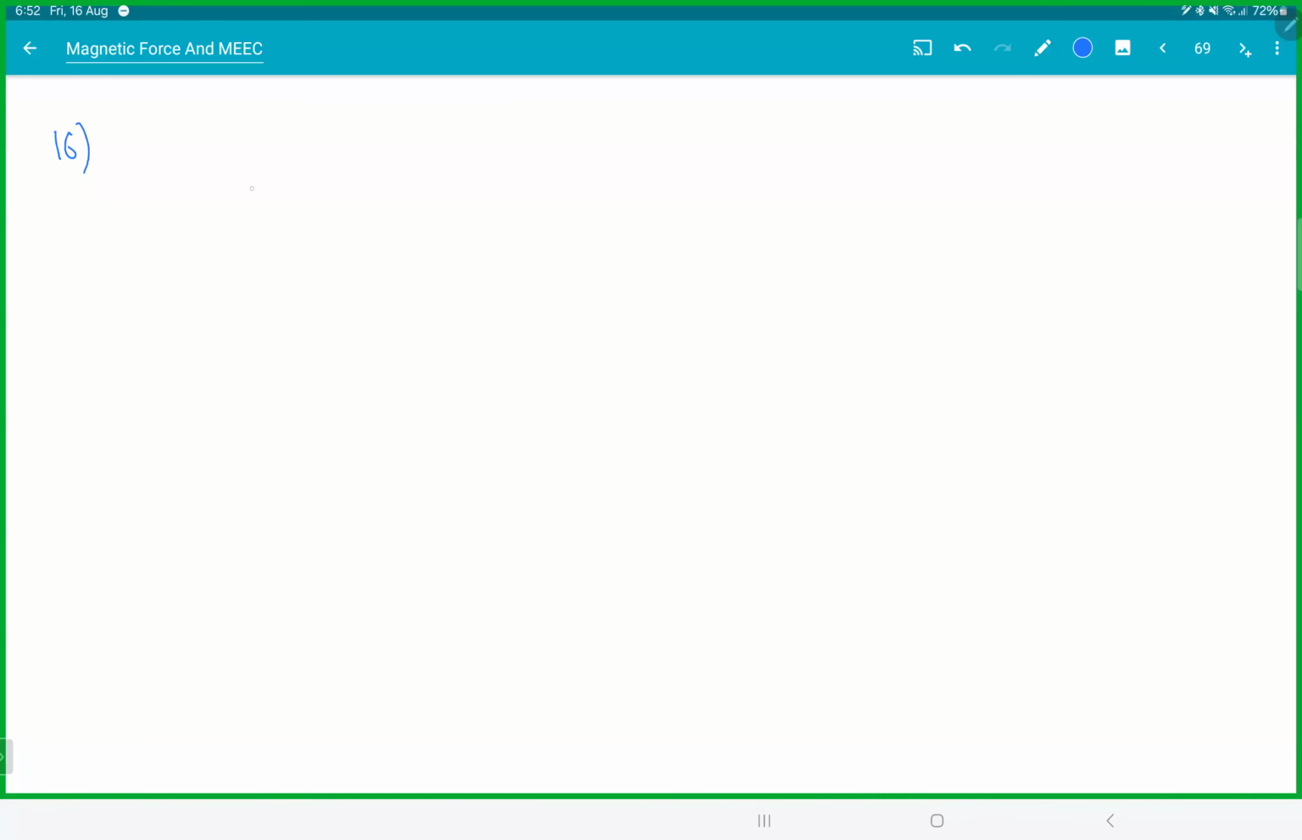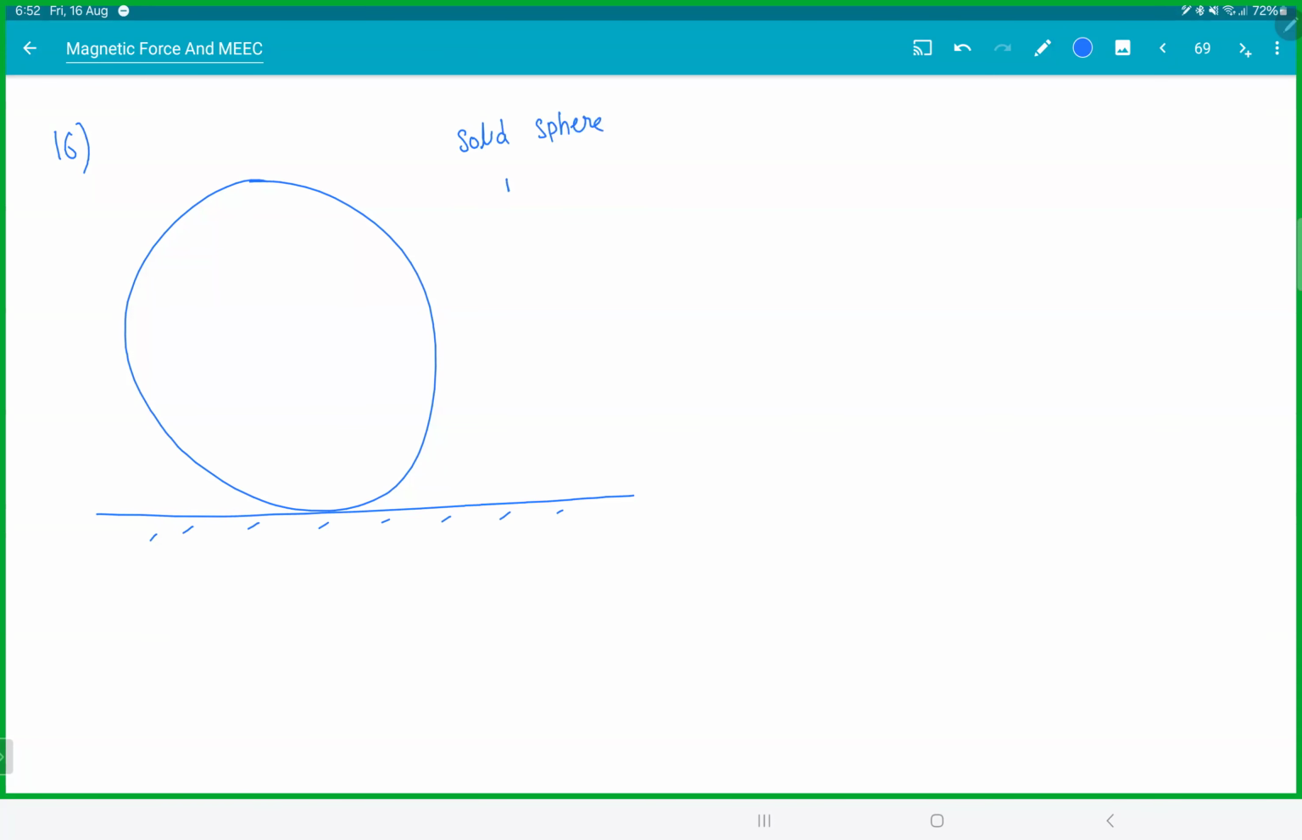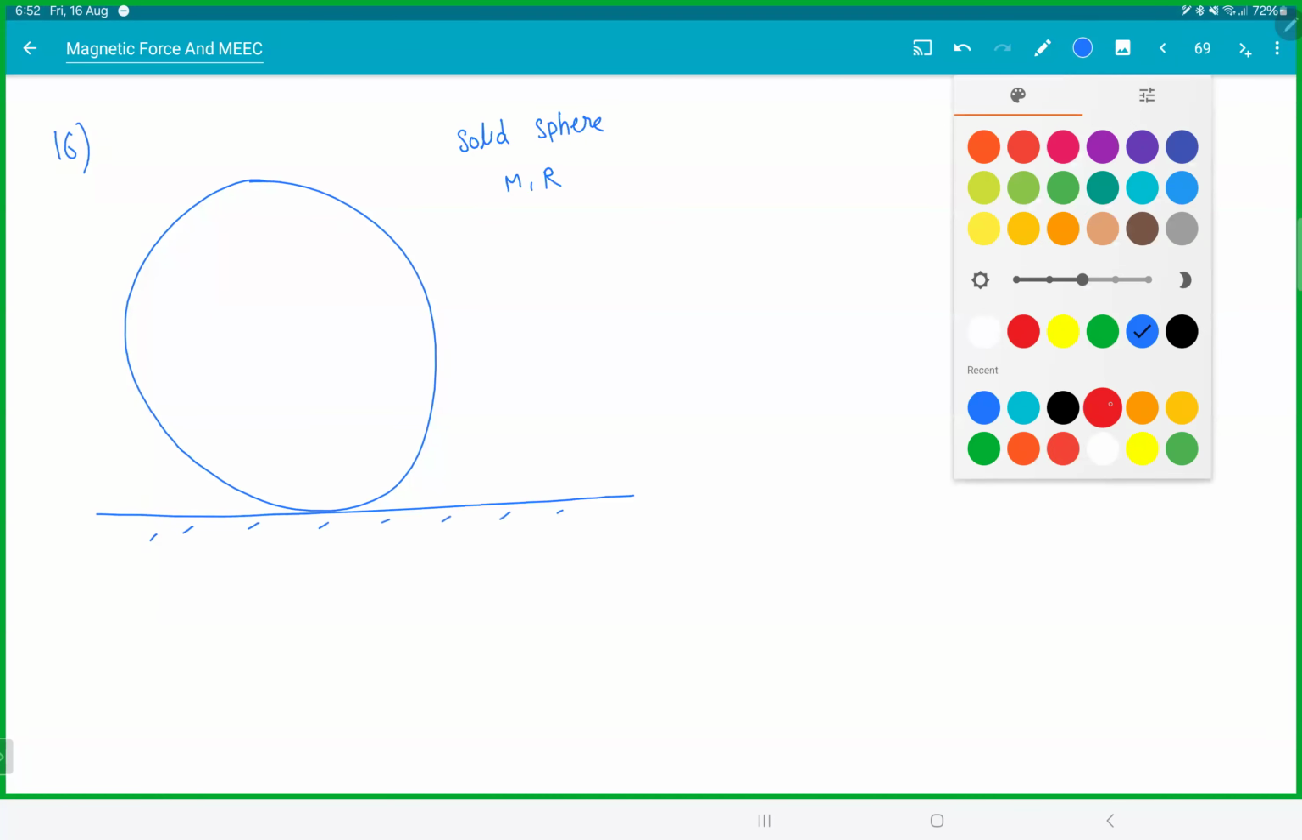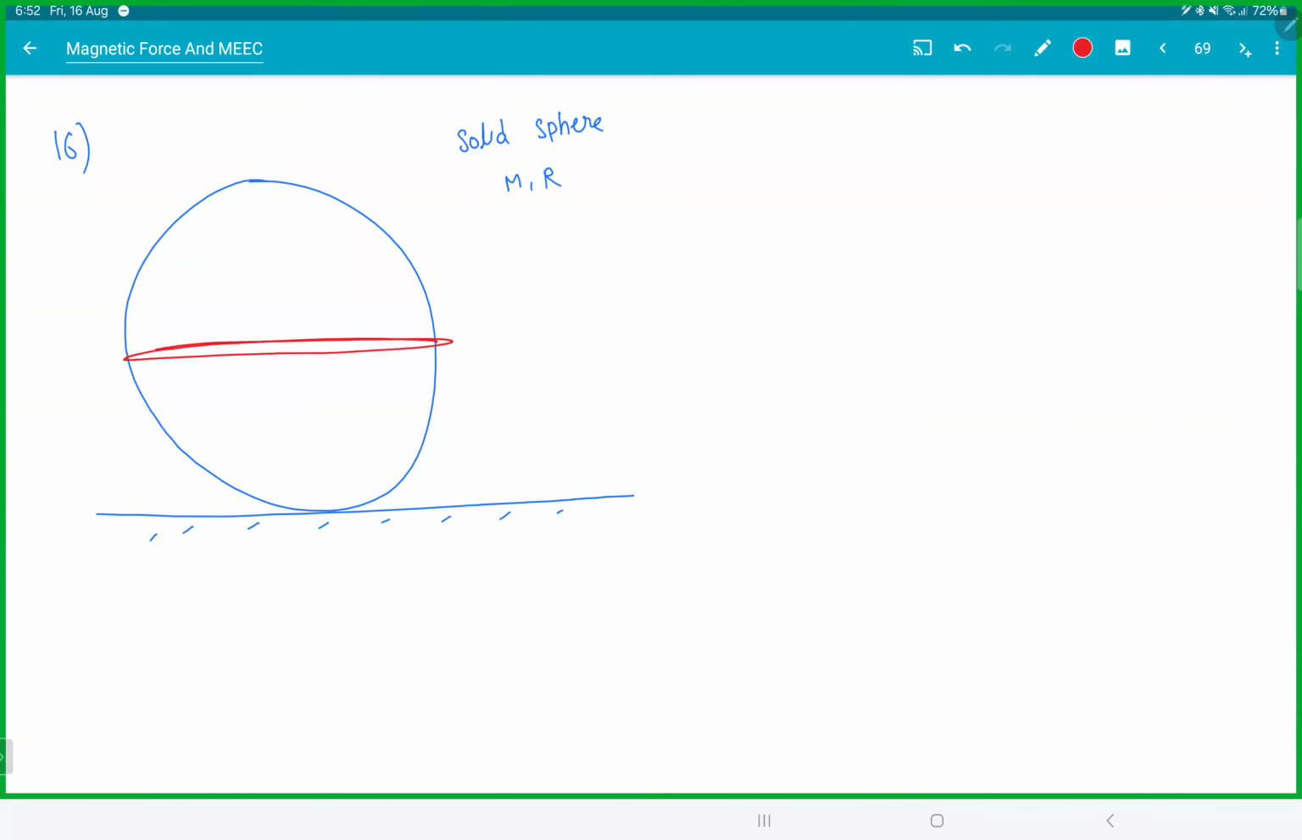The next one. We have a solid sphere of mass m and radius r. There are n turns here along the, what do we call it? Diameter it is not, okay, along the horizontal biggest circle, whatever. There are n turns along the center. What do you say, diameter only? Equator.